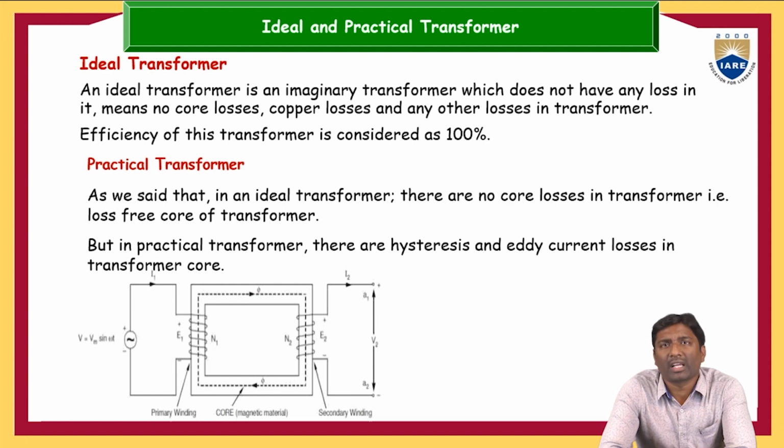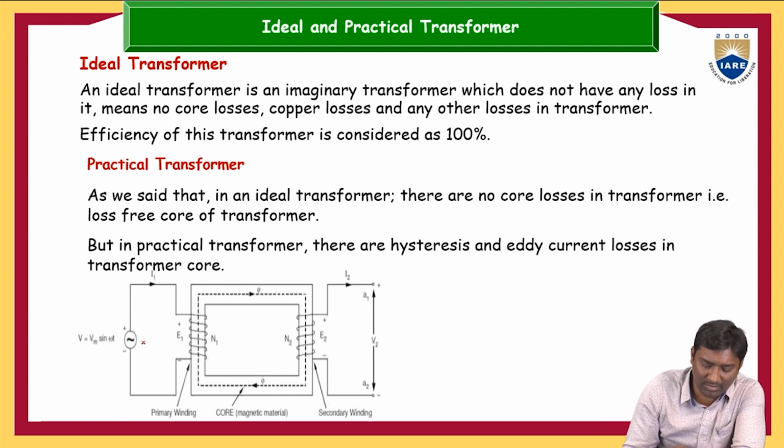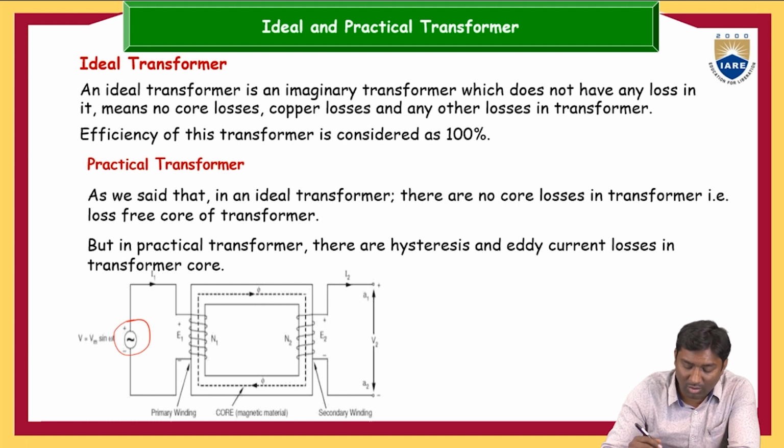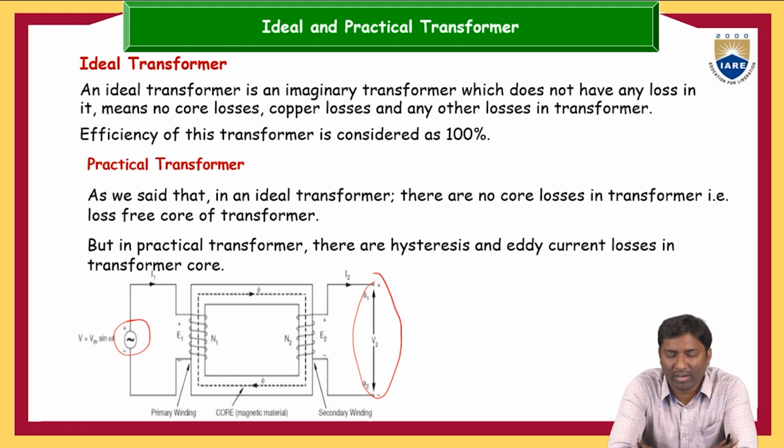Next, the practical transformer. As we said, in an ideal transformer there are no losses. That is why the ideal transformer is also called a loss-free core transformer. But in a practical transformer, hysteresis and eddy current losses and copper losses are present. That type of transformer we call a practical transformer. We give the supply to the primary winding or the secondary winding, and I am connecting the load to the secondary winding.